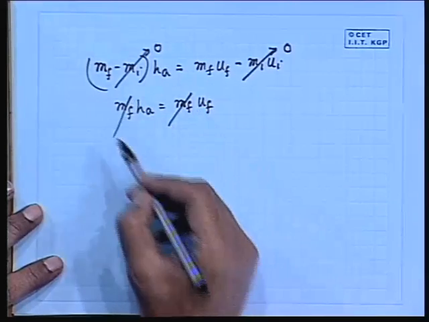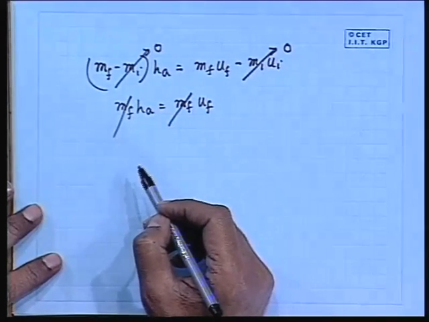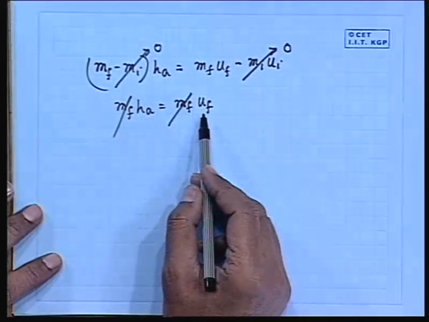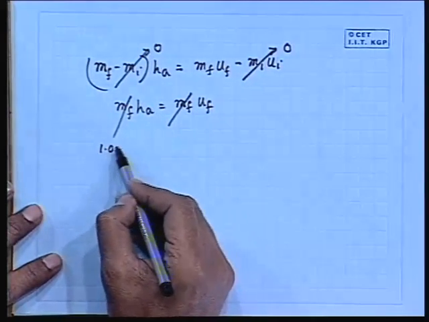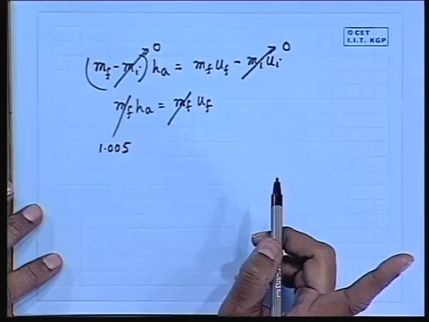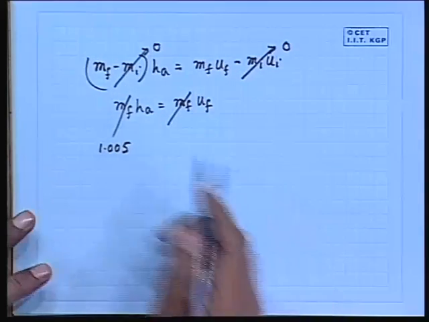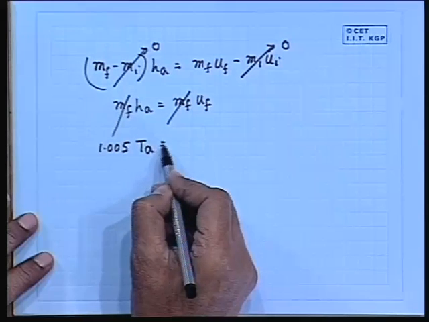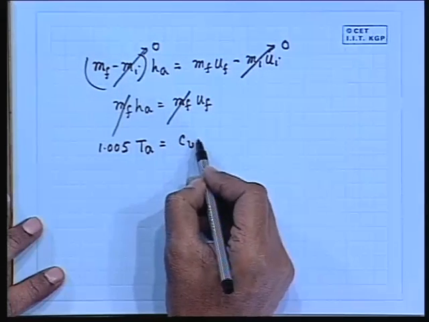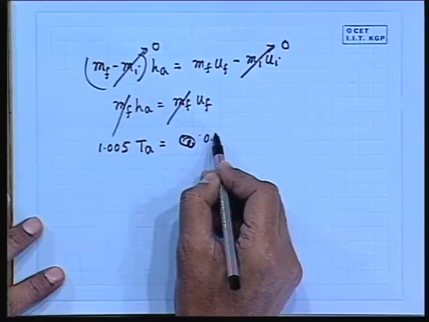So, a very interesting result will come out. Now, HA is equal to UF. So, what is HA? HA is 1.005 as far as the property relationships are given. I do not know what is Cp, Cv. So, this times TA is equal to Cv into, sorry, I am sorry, 0.7182.